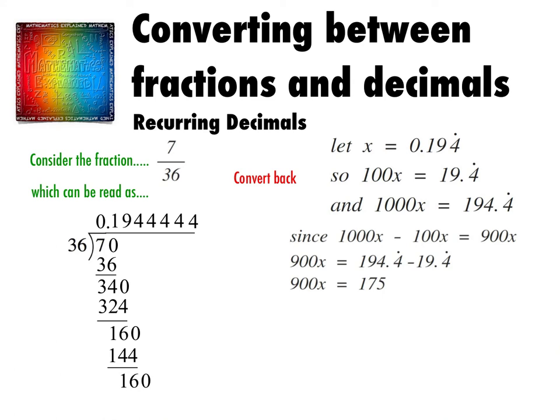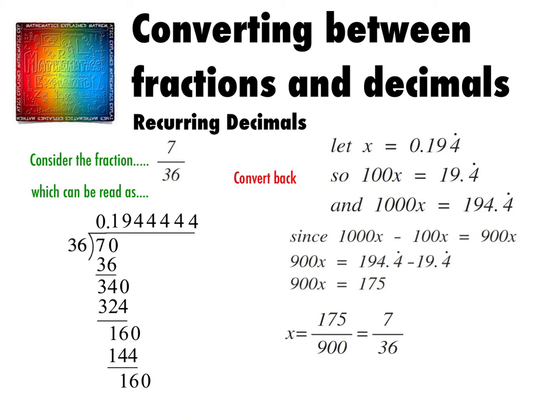So I'm now able to say that 900 times my recurring decimal is 175, which means if I divide both sides by 900, that my fraction, my number, can be written as 175 over 900. So that's how I've converted it back to a fraction.